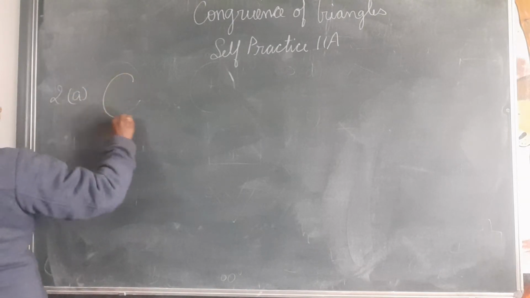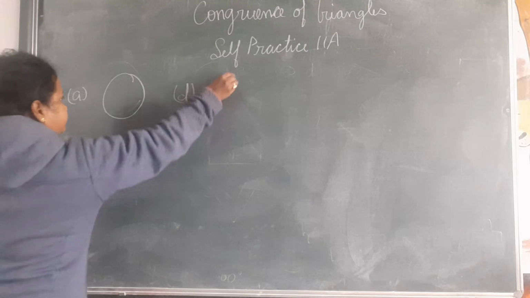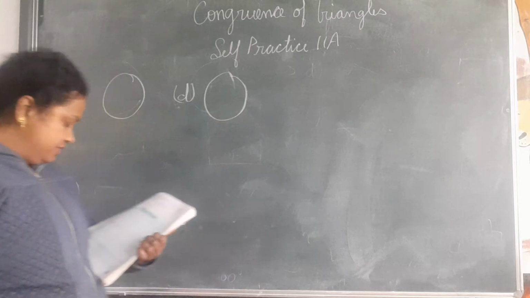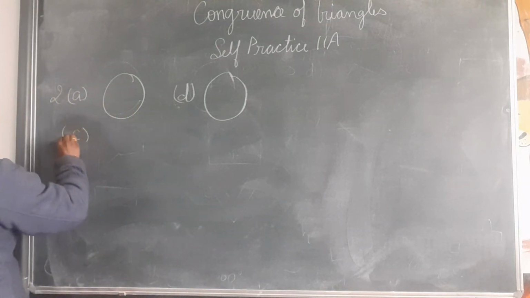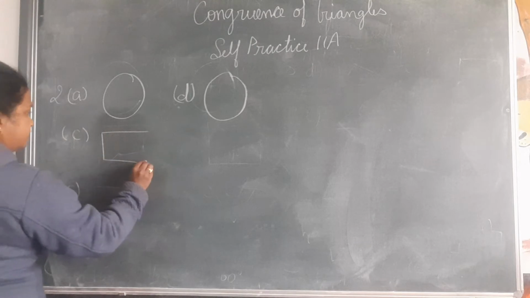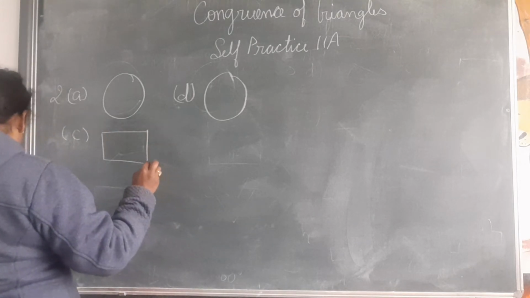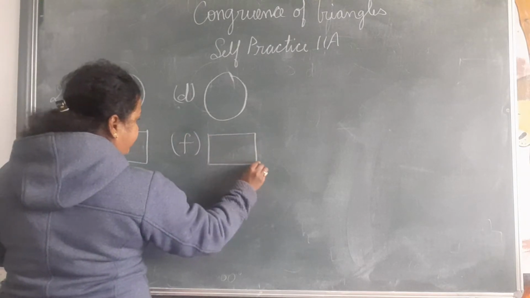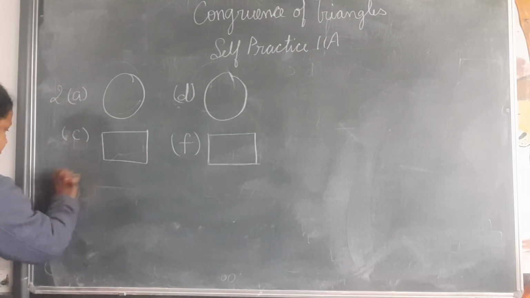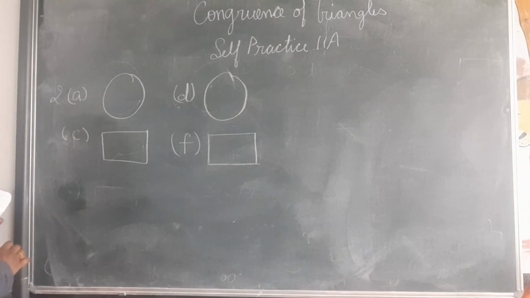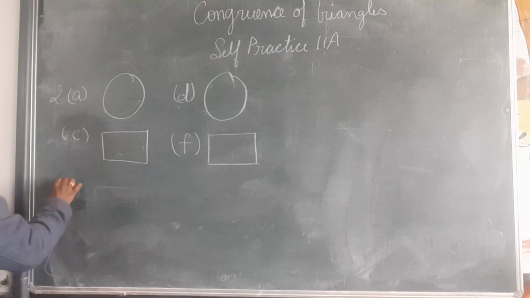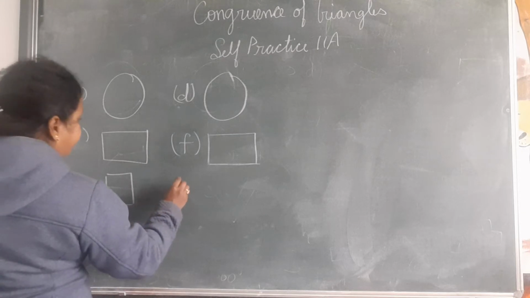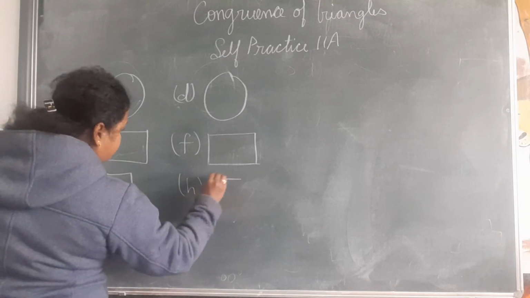A is a circle and D is a circle. Correct? A and D both are circles. Now see C. C is a rectangle, and F is also a rectangle. C and F are congruent. Now you got B. B is a square, and H is also a square.